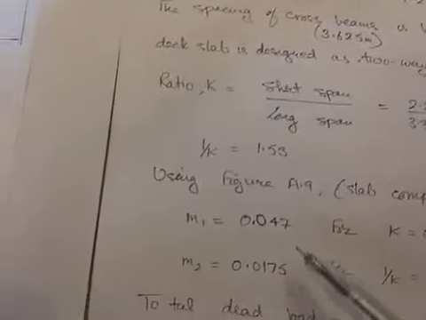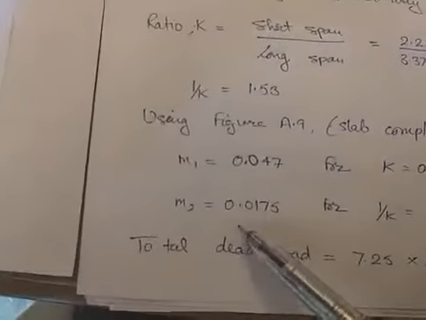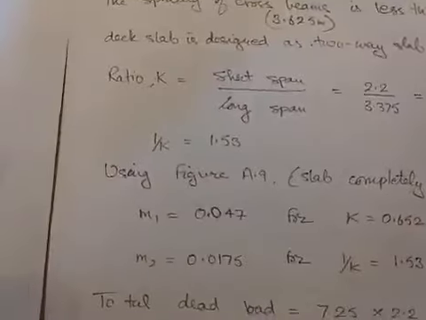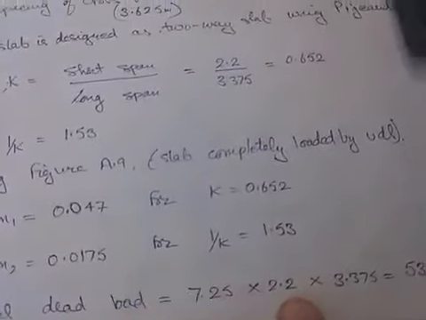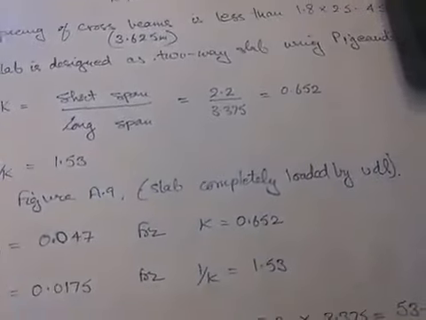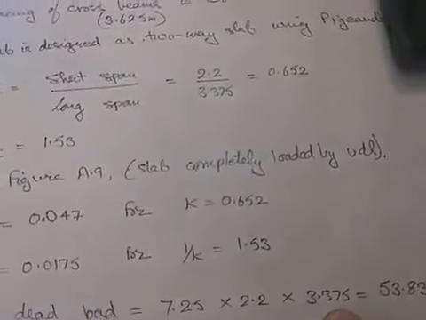So correspondingly, we get 0.047 for k, 0.652 and m2 as 0.0175 for 1 by k as 1.53. The total dead load can be calculated. We have calculated the intensity over here as 7.25 kilonewton per meter square. So total dead load will be 7.25 into 2.2, the span between the longitudinal girders, into 3.375, the span between the cross girders, these cross beams. So this gives me 53.83 as the total load.